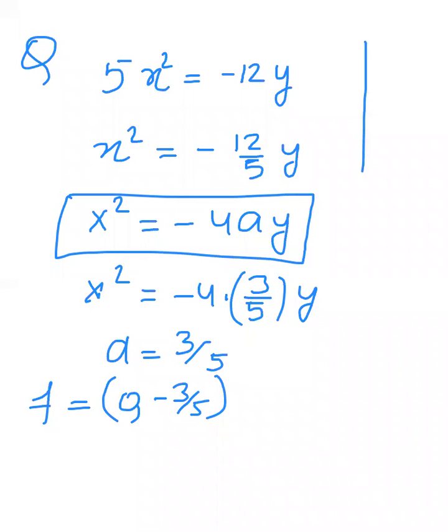This parabola will have a shape somewhat like this. So focus will be somewhere here, on the y-axis and on the negative side of the y-axis. So 0, minus 3 upon 5 will be the focus.